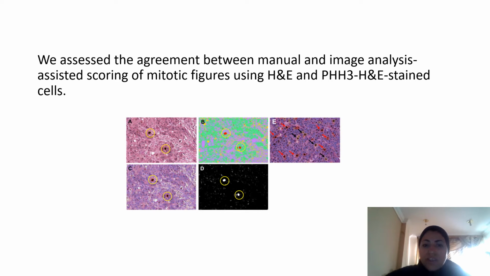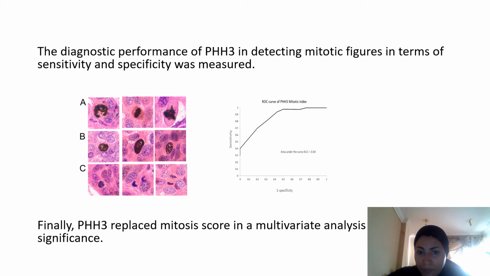We then assessed the agreement between manual and image analysis assisted scoring of mitotic figures using both H&E and PHH3 stained cells. The diagnostic performance of PHH3 in detecting mitotic figures in terms of sensitivity and specificity was measured. And finally, PHH3 replaced mitosis score in a multivariate analysis to identify its significance.